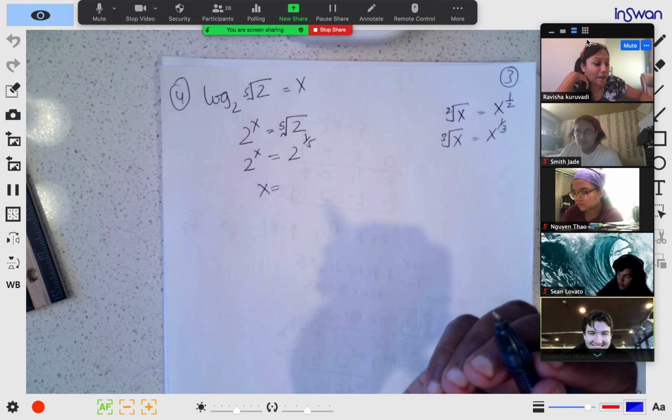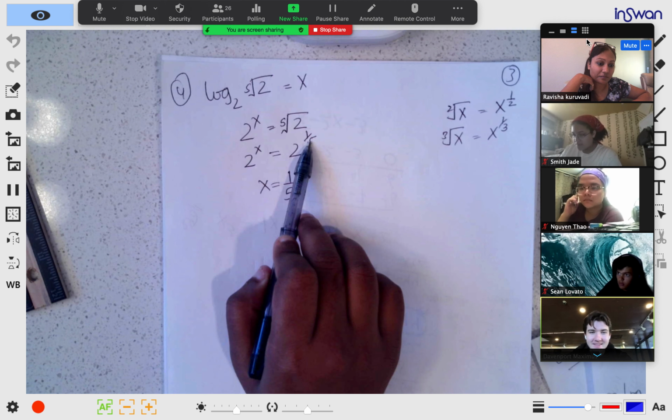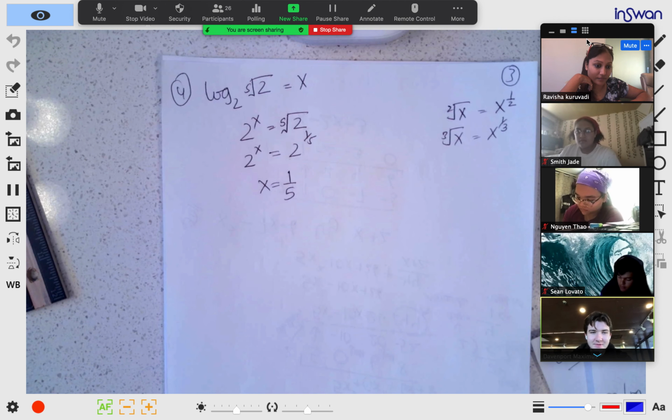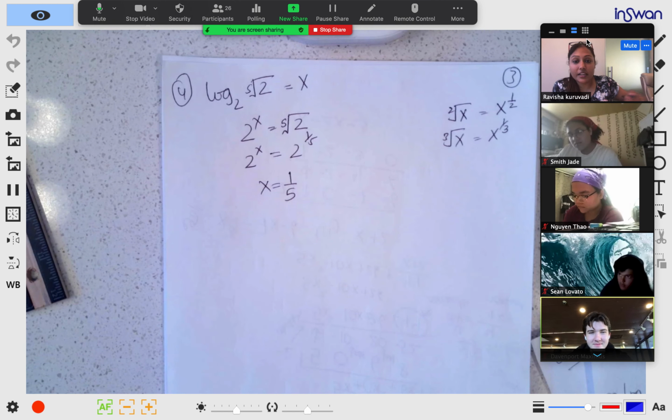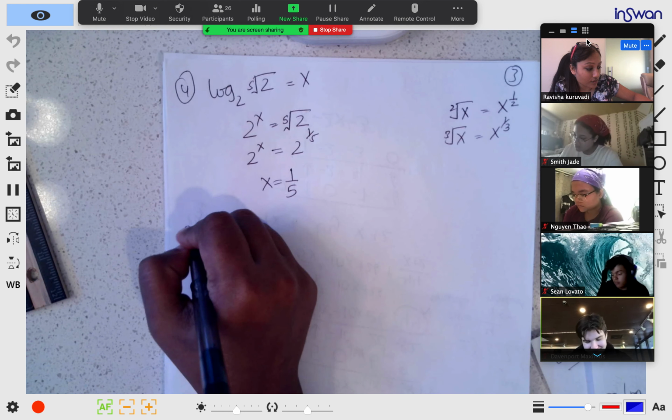That's correct. Base same, different exponents. You put the exponents equal to each other. Same base, different exponents. Okay. Any questions, anyone? Try these problems yourself right now.